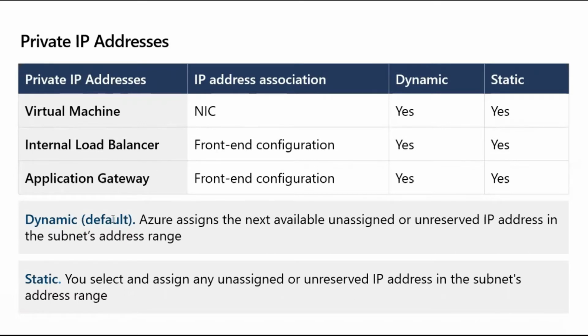Dynamic is the default option. Azure assigns the next available unassigned or unreserved IP address in the subnet's address range. And static is to select and assign any unassigned or unreserved IP address in the subnet's address range.